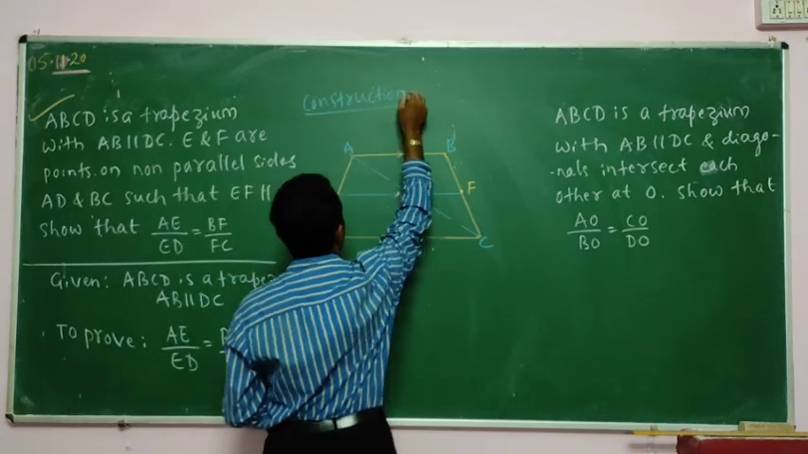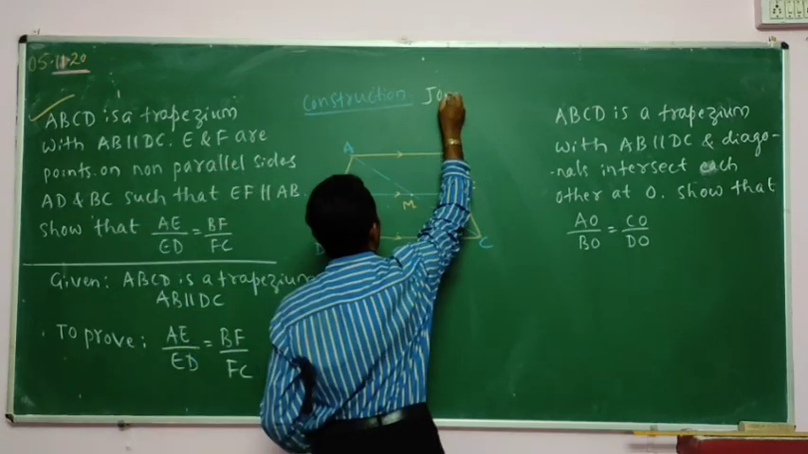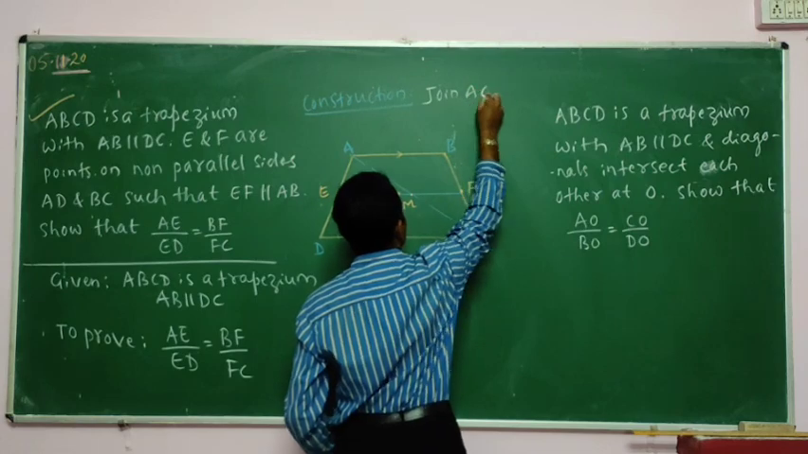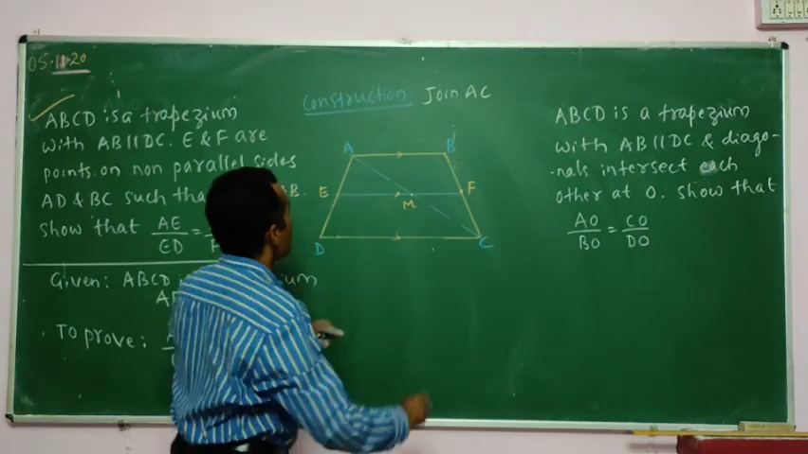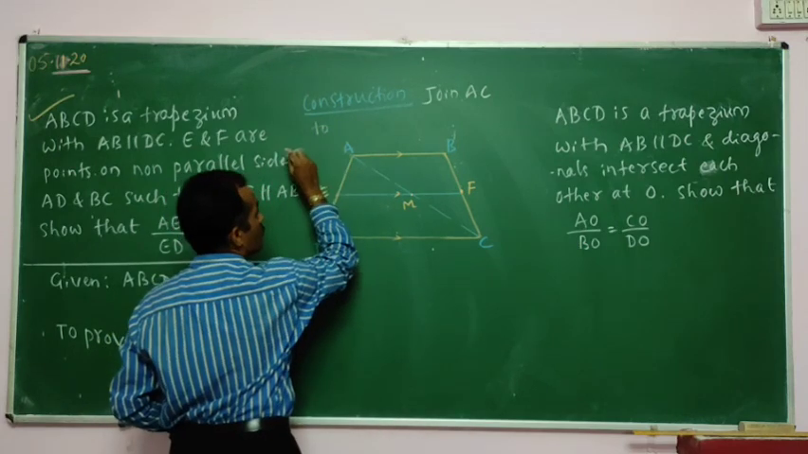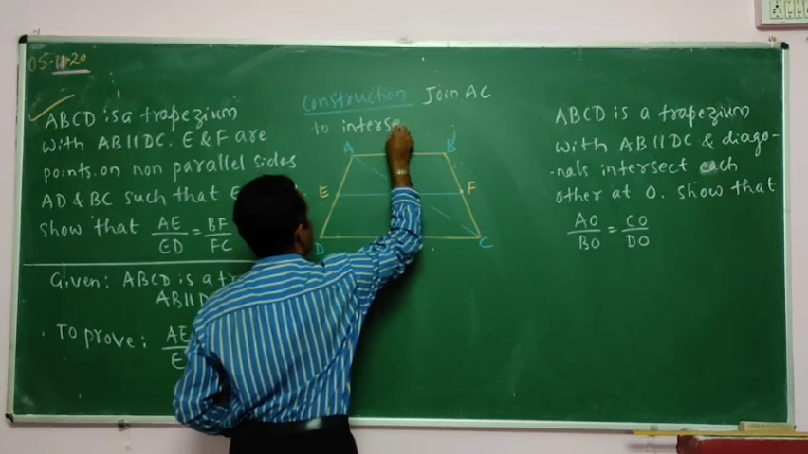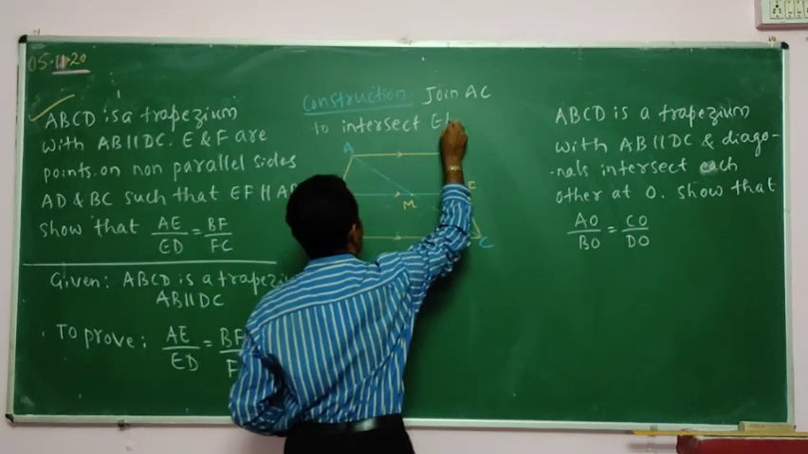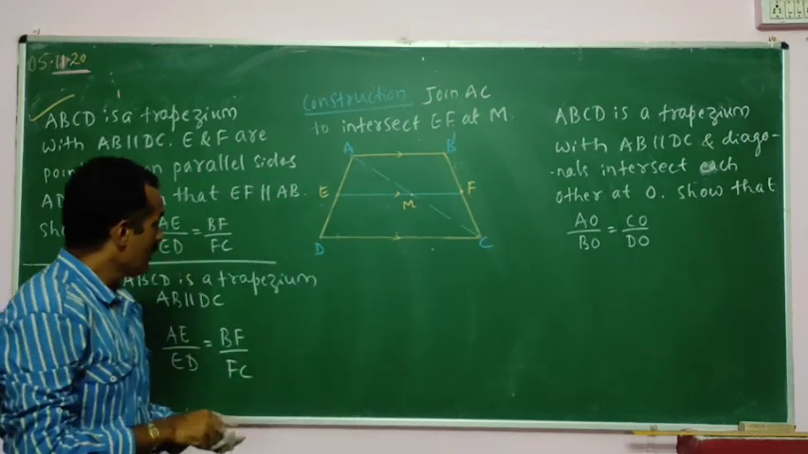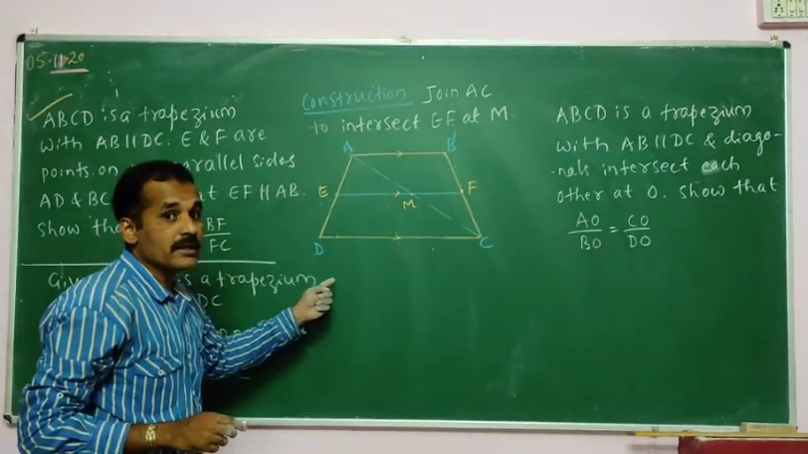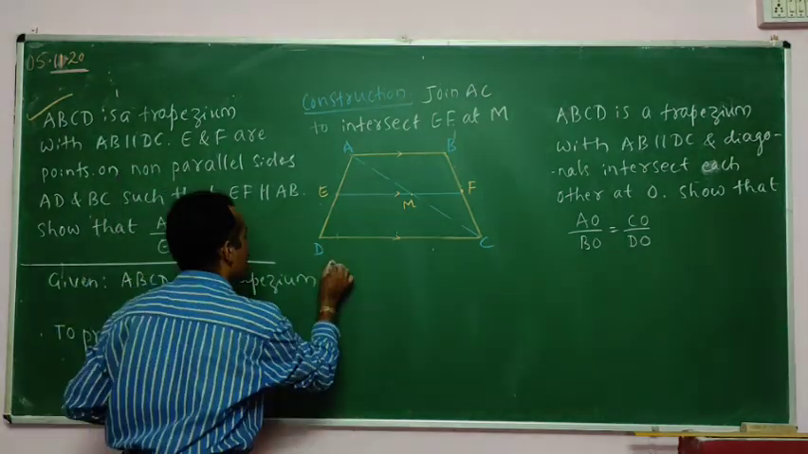The third step, construction: Join AC to intersect EF at M. चलो अब अगला पार्ट है उसका सॉल्यूशन. इट्स नॉट ए प्रूफ. ये थ्योरम नहीं है, एक प्रॉब्लम है. आई विल राइट द सॉल्यूशन.